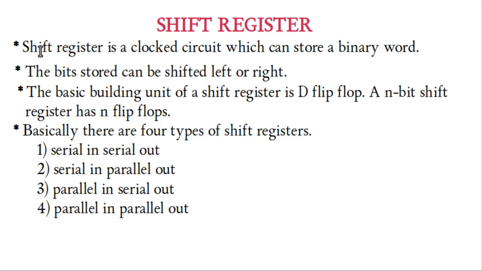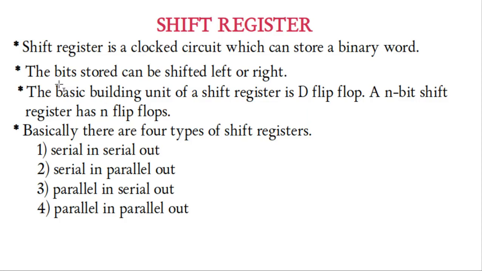For example, a word with 4 bits or a word with 8 bits, and we can store such binary words in a shift register. According to the length of the word, we should have a shift register of suitable size or length. Every shift register is a clocked circuit, and its operation is based on clock pulses. The important feature of a shift register is that the bits stored inside it can be shifted either towards left or right.